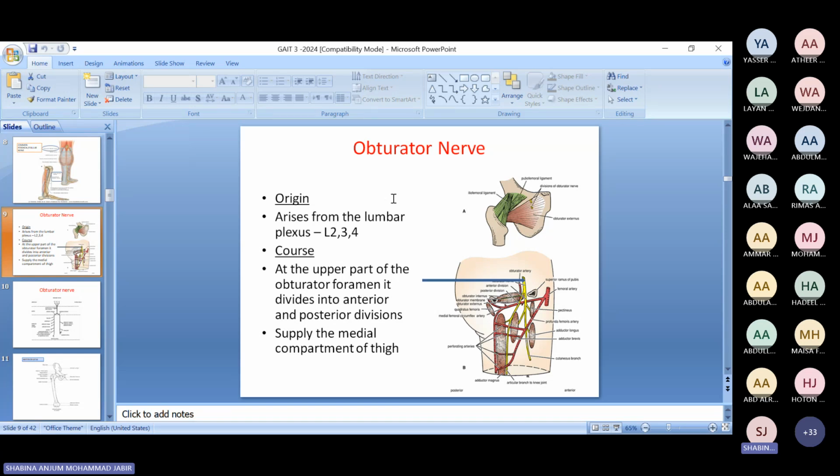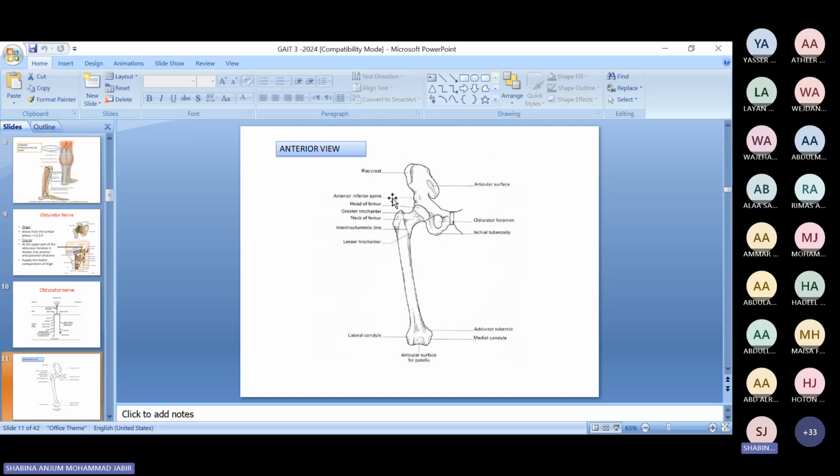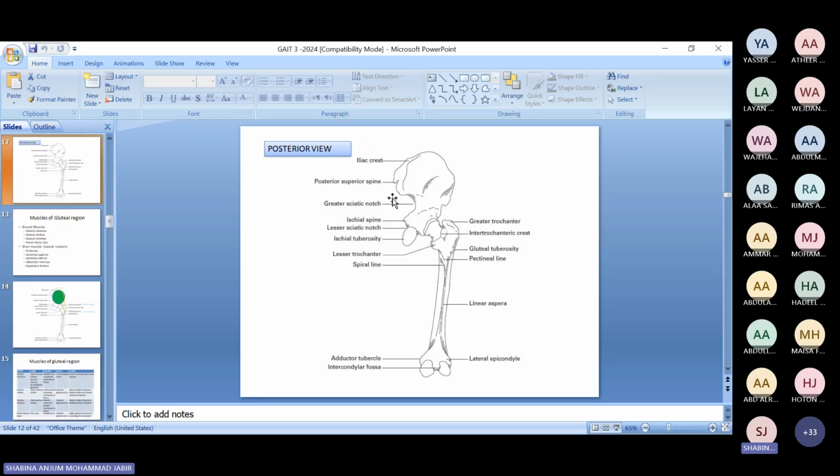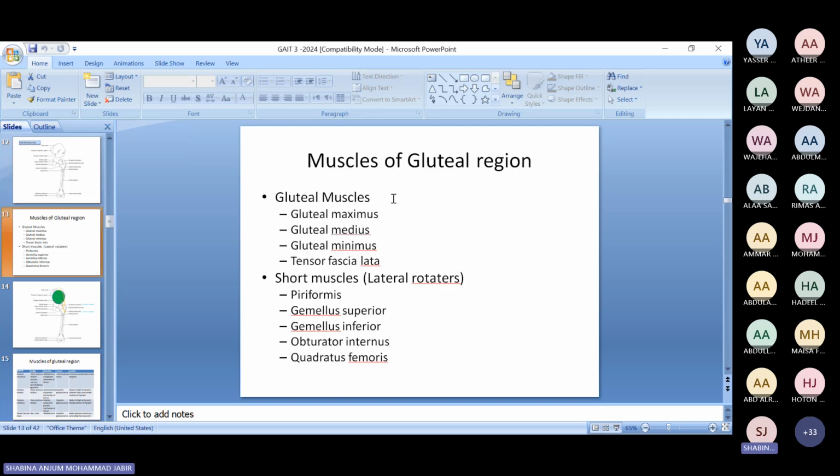Now we will see some muscles. It is not very complicated like the upper limb, because here the muscles are arranged in groups. Their actions generally are similar, and their nerve supplies are also similar. First of all, we have the muscles of the gluteal region. The gluteal region means the buttocks where you are sitting.